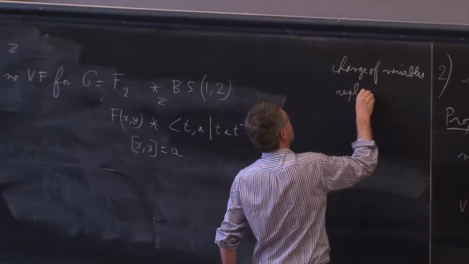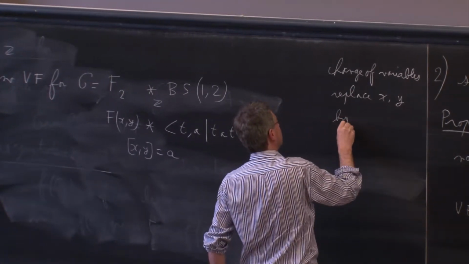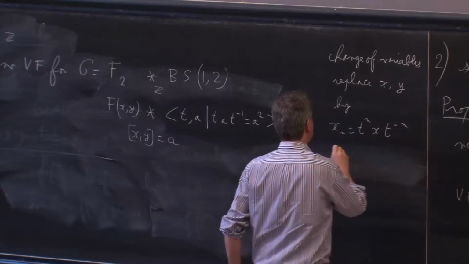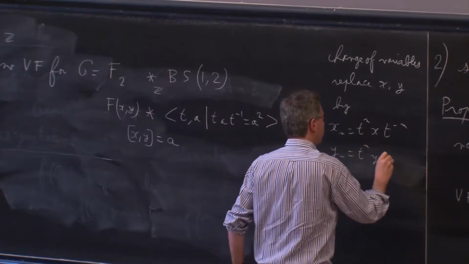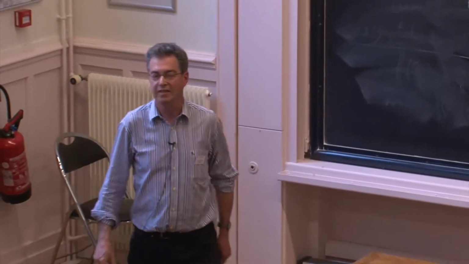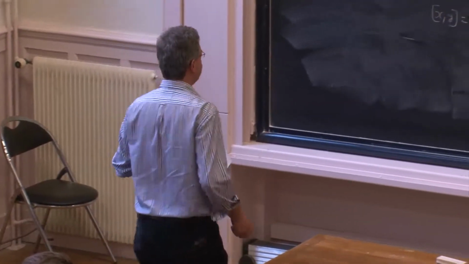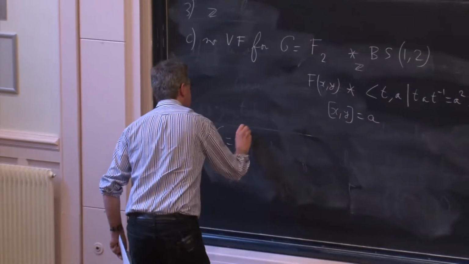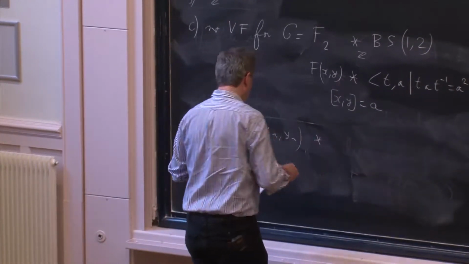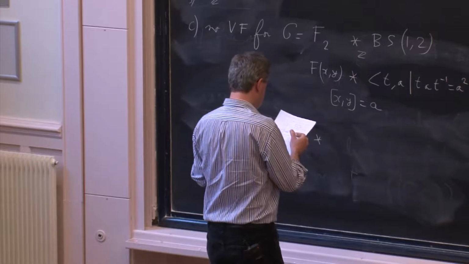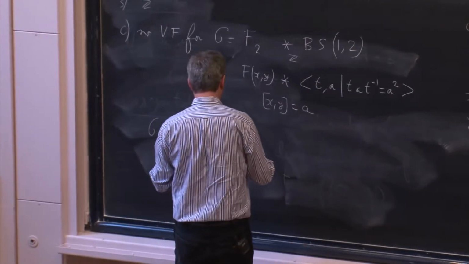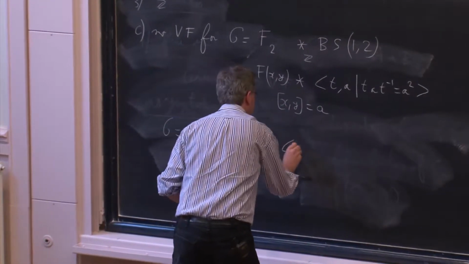So I'm going to replace x and y by their conjugate by t to the n. So xn is going to be t^n x t^-n, and yn is going to be t^n y t^-n. So I'm going to replace my generators x and y by xn, yn. If I do this, I'm going to rewrite G as the free group generated by xn, yn, and I'm going to amalgamate it with the same Baumslag-Solitar group.